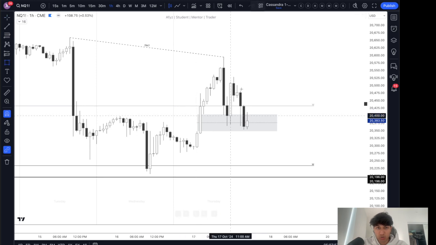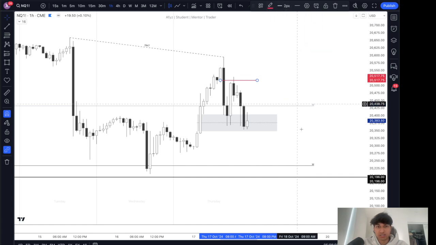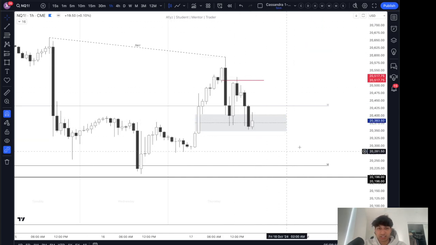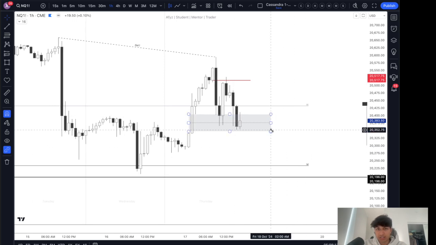We created a new hourly fair value gap. We had this unmitigated hourly order block up here, right in here. So my eyes drew into potentially a long thesis back into the range. So how did I structure that long thesis?